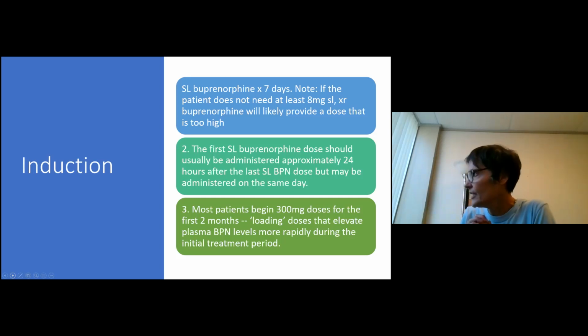I think, and I don't know this, that one of the reasons for the 7 days is just to make sure that they can tolerate the dose, because there's no adjusting the dose once it's in there. So if somebody doesn't need at least 8 milligrams, probably the dose of Sublocade is going to be too high for them. So if they're on their sublingual bupe for 7 days and they never go above 8 or they only need 6, probably don't start the Sublocade.